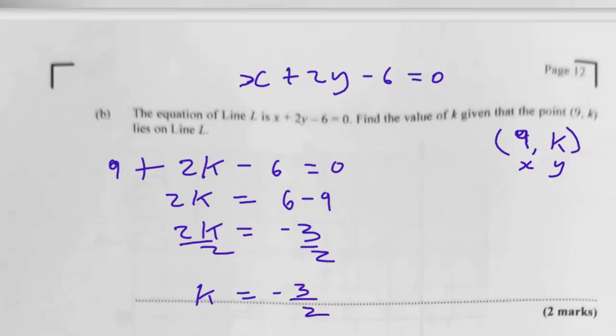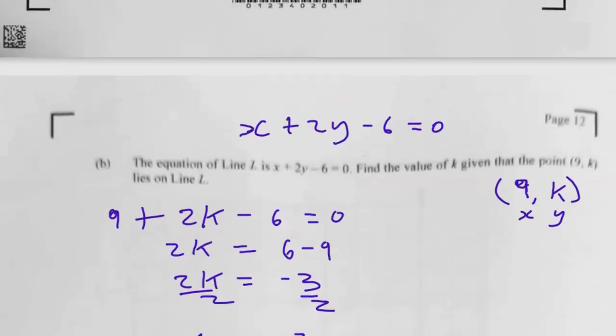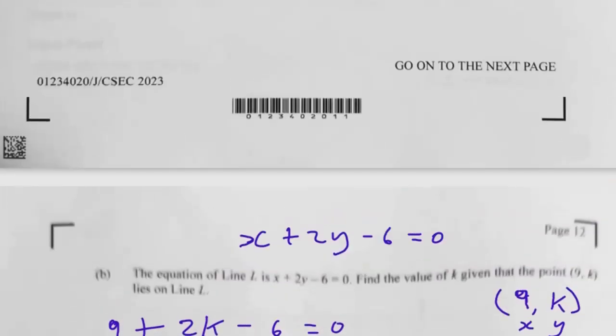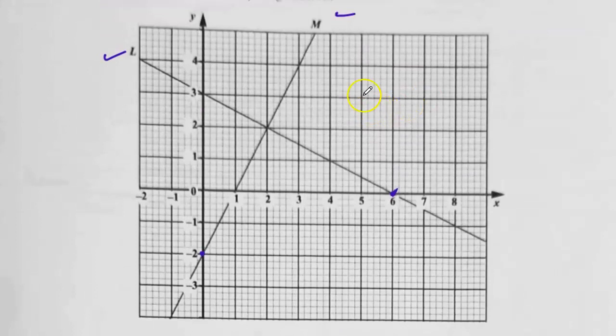Find the equation of the line M in the form y = mx + c. Remember, in this format, c represents where the line M cuts the y-axis. So where does the line M cut the y-axis? It cuts the y-axis at -2. So for M, the c value here will be -2.